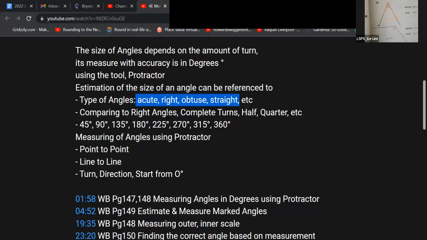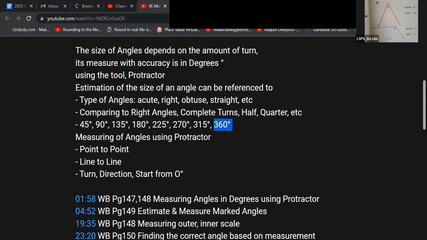They can estimate by referring to 180, referring to right angles, referring to some key measurements such as 45, 90, 135, 180. Now these are in units of 45 degrees. There's half a right angle, half a right angle, and then adding on, I get a full right angle at 90 degrees. Two right angles make a straight line. And one complete circle is 360 degrees.